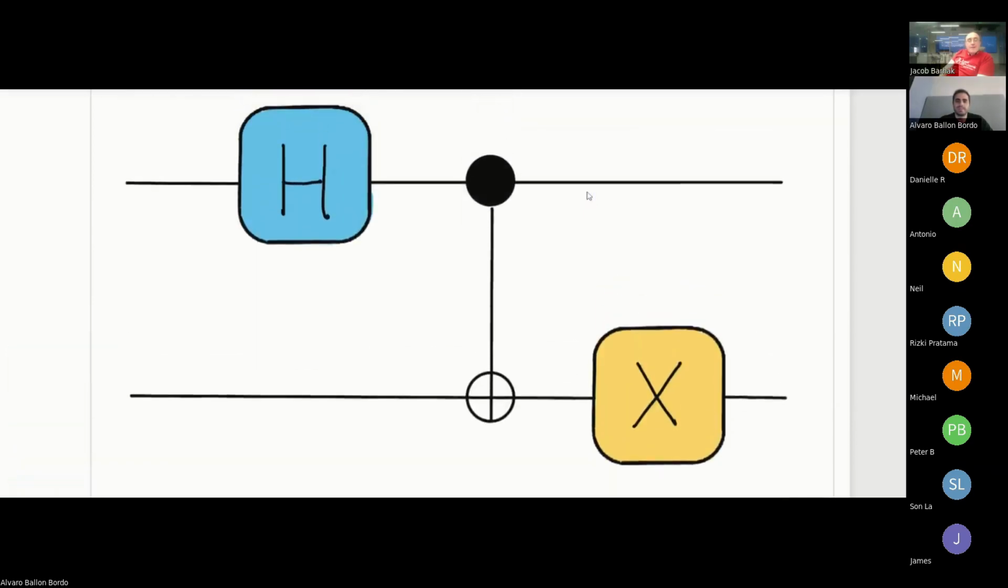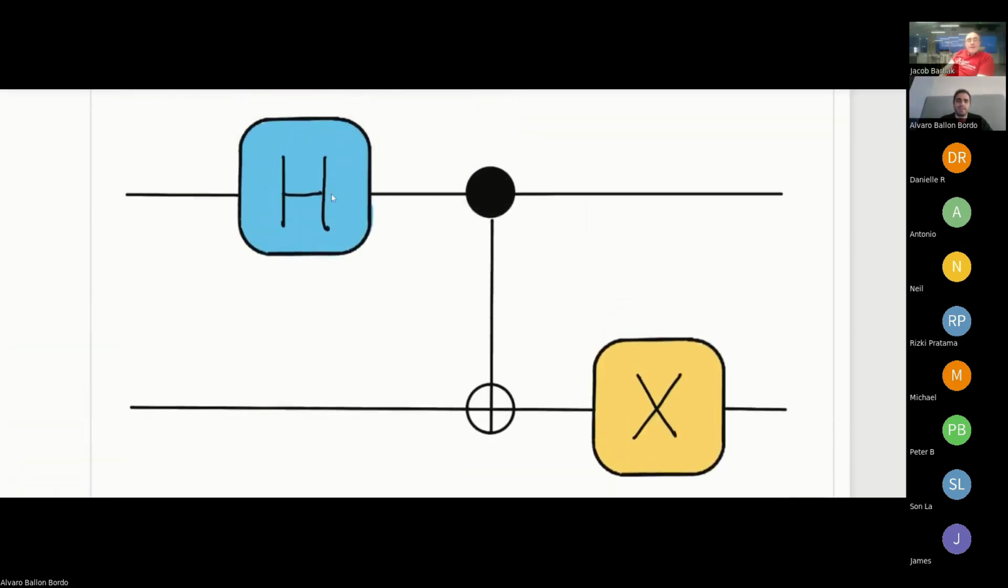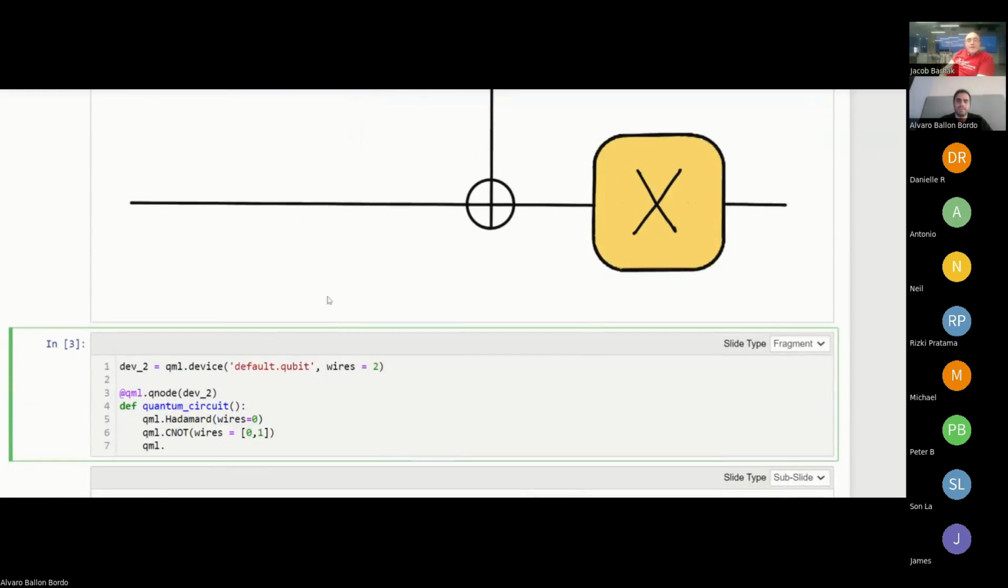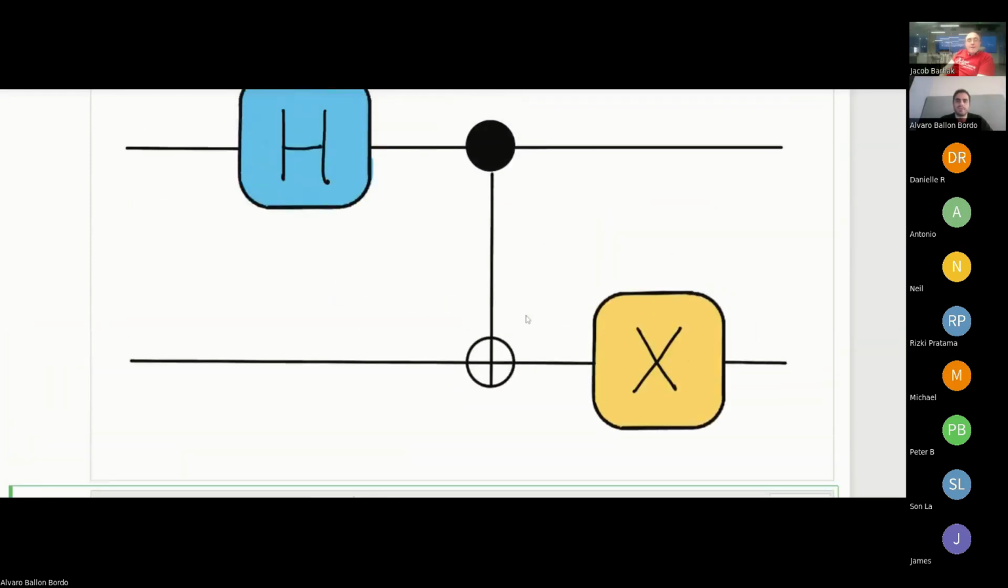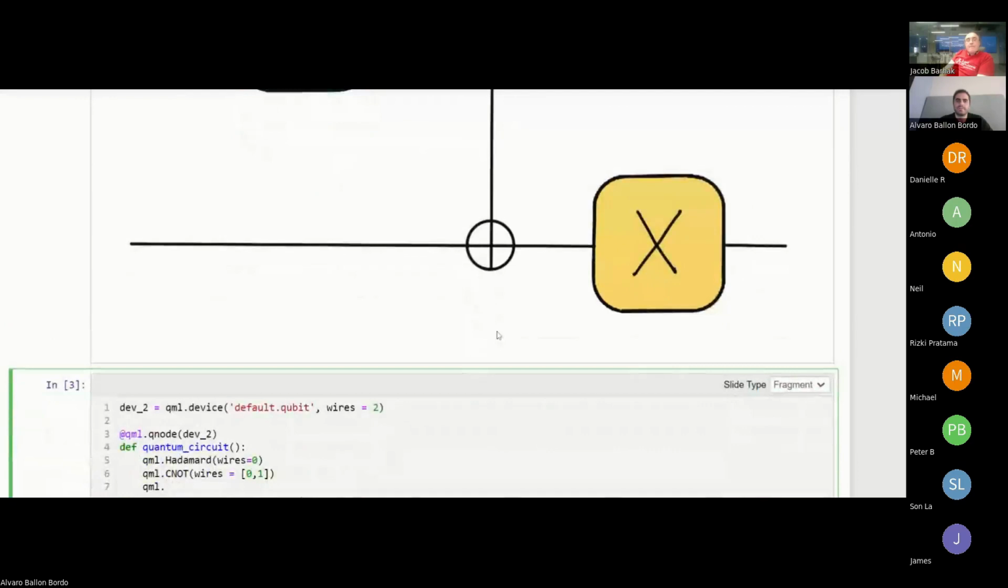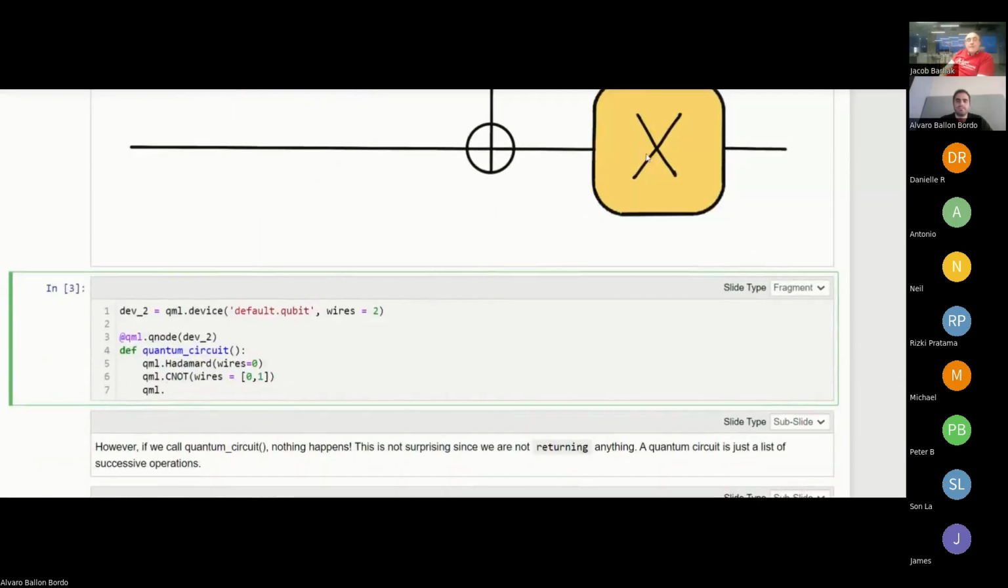So if I want this circuit, I have first done a Hadamard on the 0th wire, a CNOT on these 2 wires, and then I need a PauliX on wire 1. So it will be wires equals 1? Exactly. Whatever will be PauliX, with wires equal 1.